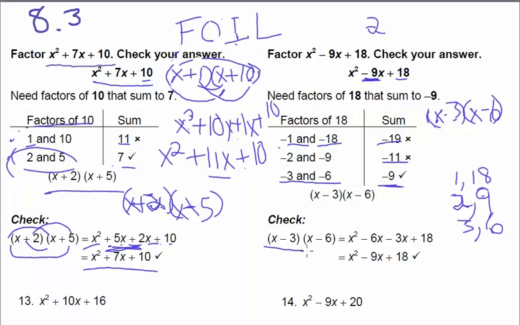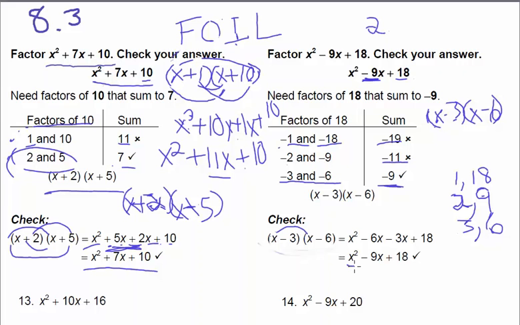So here's what I had, x minus 3 times x minus 6. We check it with FOIL. So first times first means that we're going to take x times x, that's our first times our first. And that would give us our x squared, which is what we wanted. So there's our x squared.